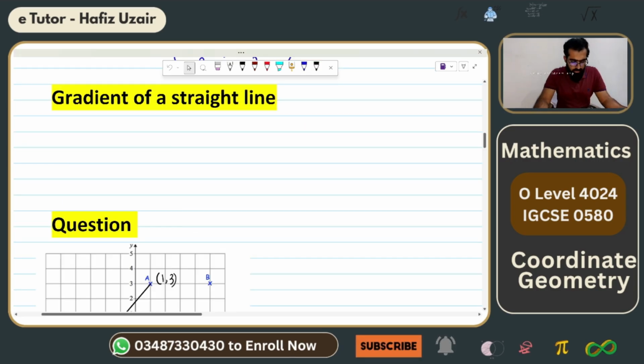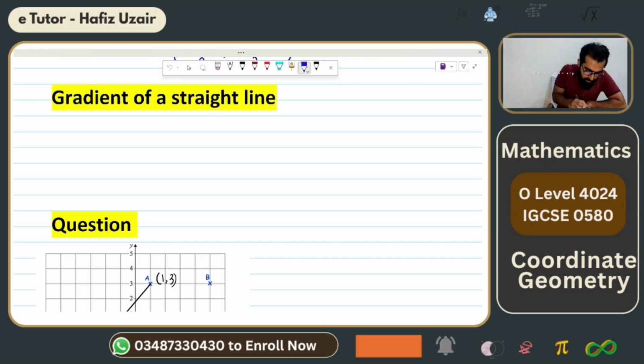The third thing is the gradient of a line segment or of a straight line. So what does gradient mean? Gradient tells you the steepness of a line or the steepness of paths.